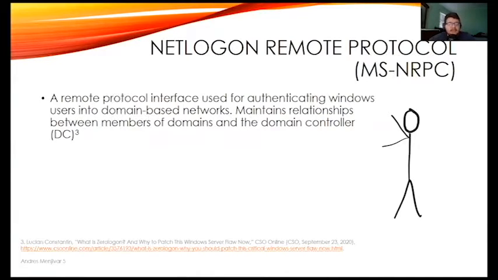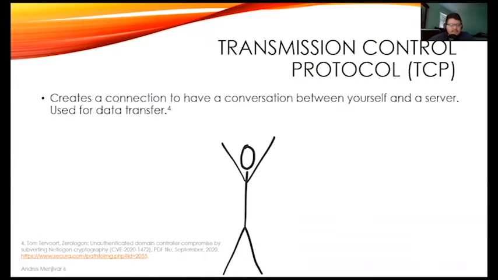The next term that we're going to be going over is the Transmission Control Protocol. This is that connection or conversation that I brought up earlier. It creates a connection to have a conversation between yourself and the server, and it's usually used for any data transferring. For this attack to work, essentially you have to create a connection with a vulnerable domain controller. And once you do that, you can go ahead and start scheming.